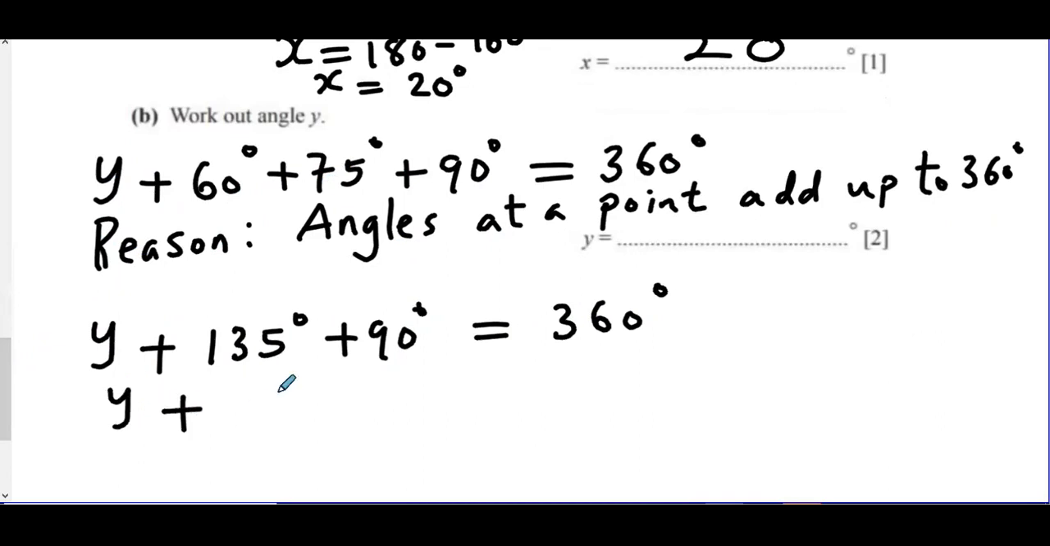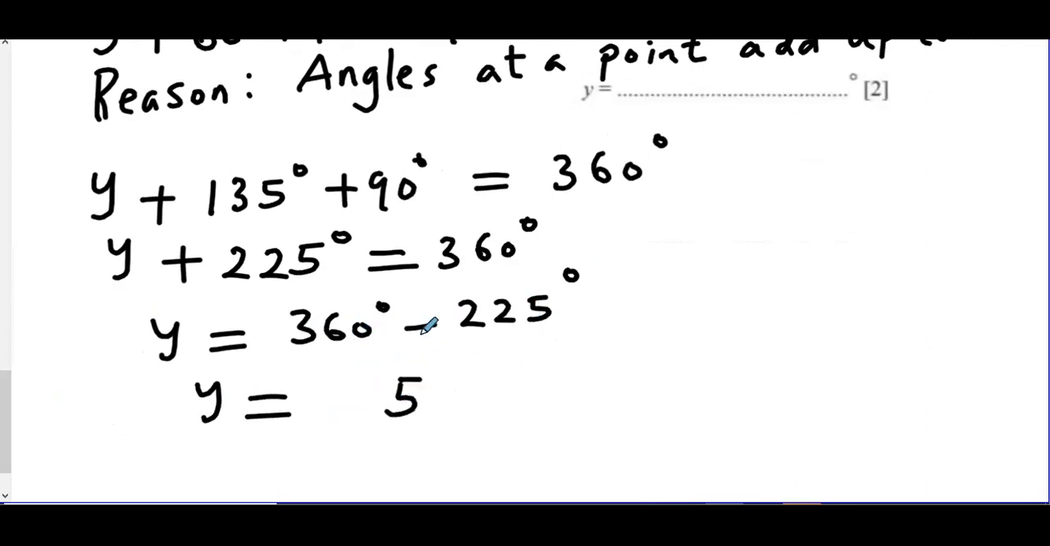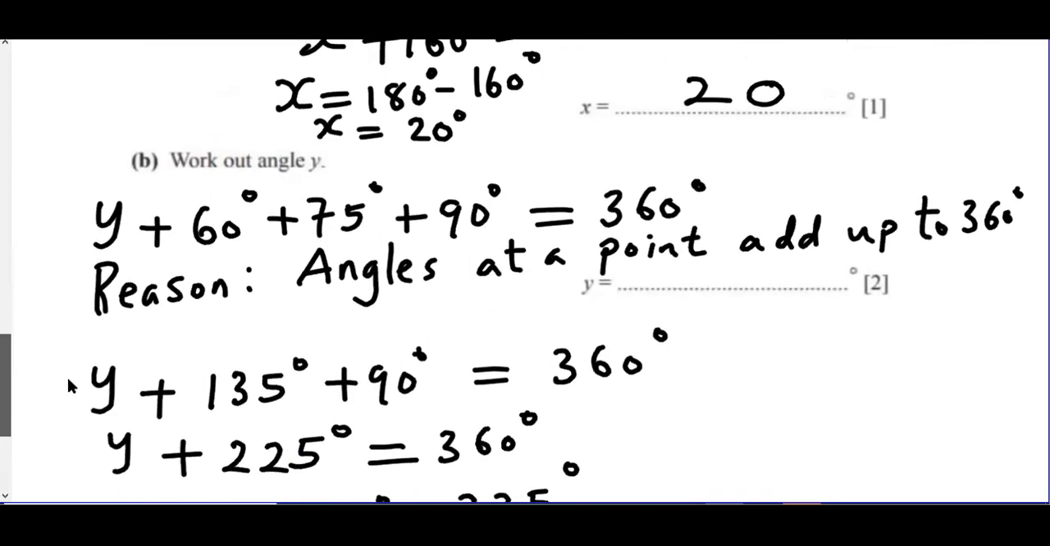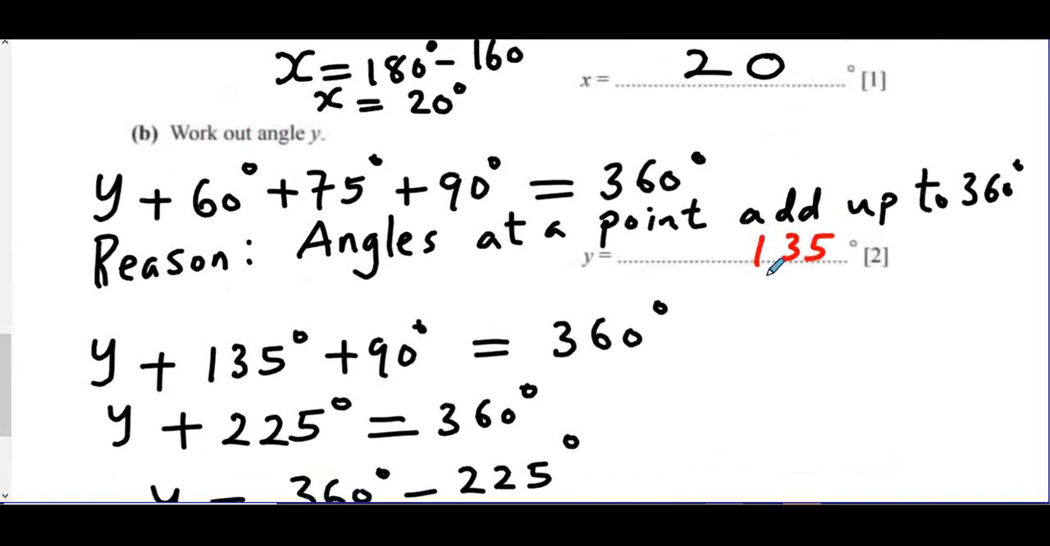Keep going. Y plus 135 plus 90. This would be 5 there. This would be 12, carry 1. This would be 2. So that will be 225 degrees equals 360 degrees. So to find the value of y, this will be 360 degrees minus 225 degrees. And when you subtract that, you end up getting 135 degrees. So this is the value of y. You can try helping me check. This is 10, this is 5, carry 1, that is 6, 360. So y is 135. So go ahead writing y is 135 degrees. So you write here 135 degrees. This is your answer.